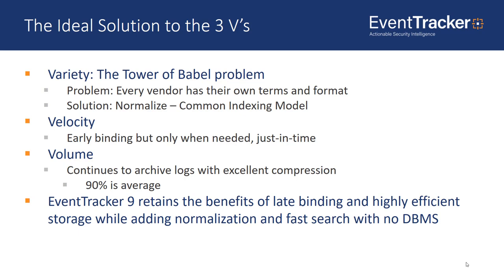So bottom line, EventTracker 9 kept the benefits of late binding and highly efficient storage, but added normalization and fast search, and did all of this by also getting rid of the underlying data warehouse based on ODBC. So no more SQL, no more license cost of SQL, no more CPU cost of SQL. That, we think, is the ideal solution to the 3 V's.